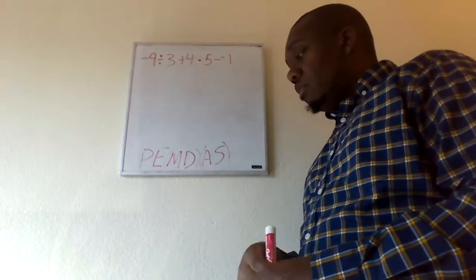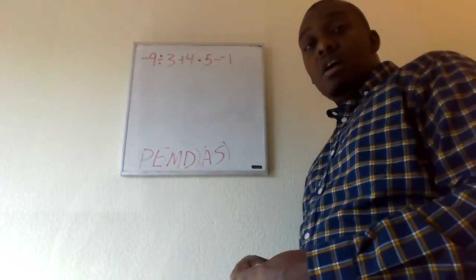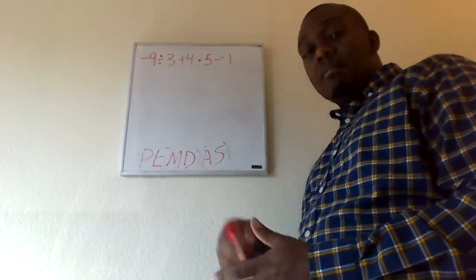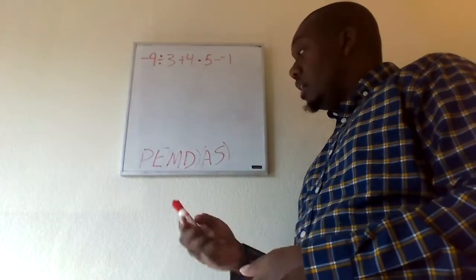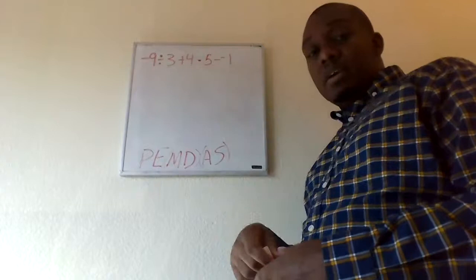Then you have multiplication or division, because they really are the same operation. One is the inverse of the other, or undoing the other. So as you see them occur reading from left to right, because we look at things left to right. Lastly, addition and subtraction, as you see it occur going left to right in the equation.